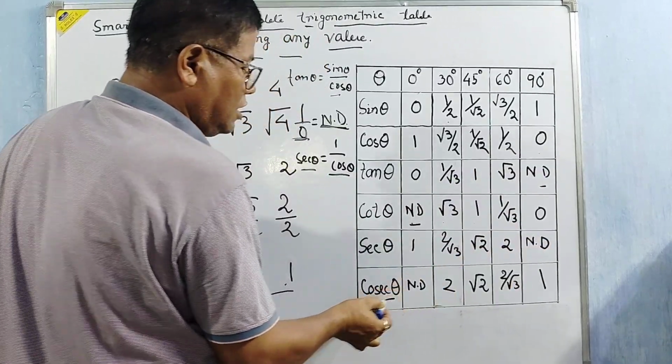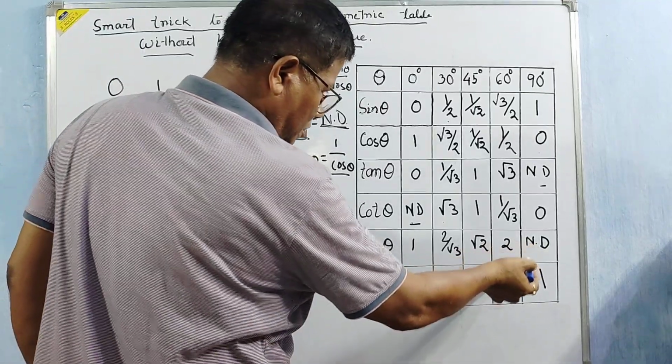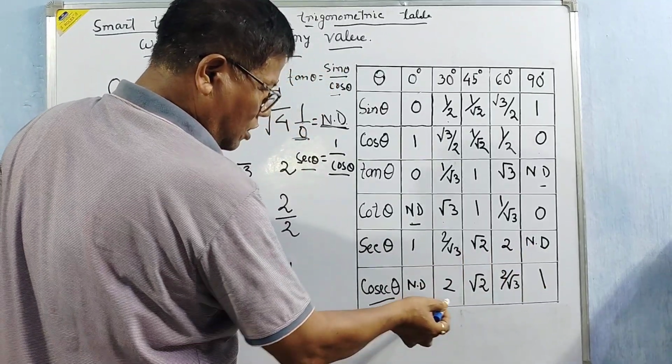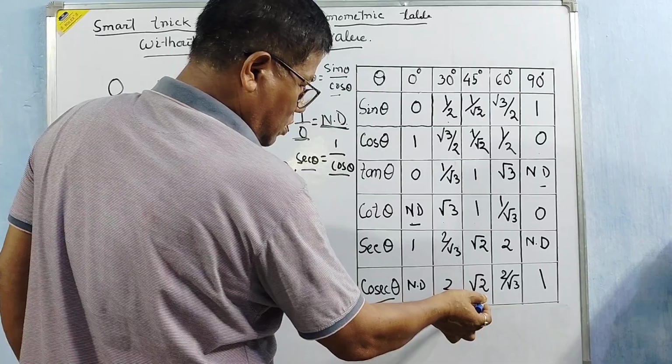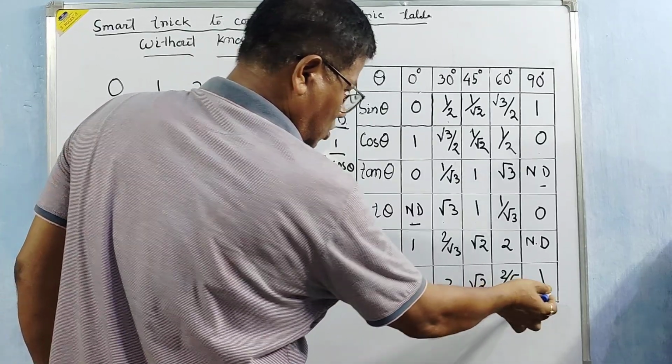Again, for cosec theta, we write in reverse way. This is not defined. 2, 2 by root 3, root 2, 1.